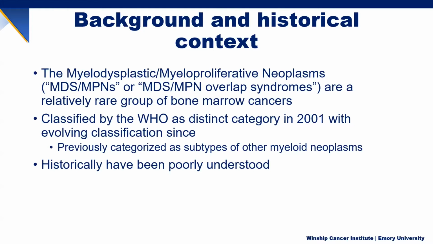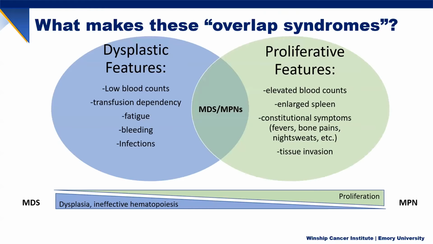Largely due to this, as well as the relative rarity of these diseases, they've historically been relatively poorly understood and have had a limited number of treatment options. Now, what makes these overlap syndromes? Again, these are in a family of what we call myeloid malignancies, or bone marrow cancers, and these diseases all exist on a spectrum.